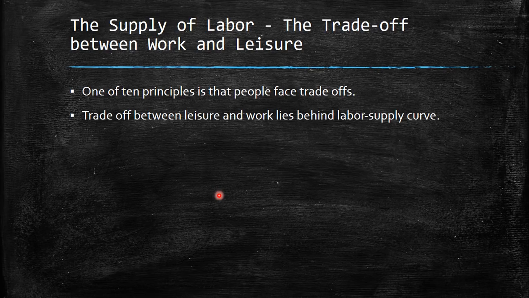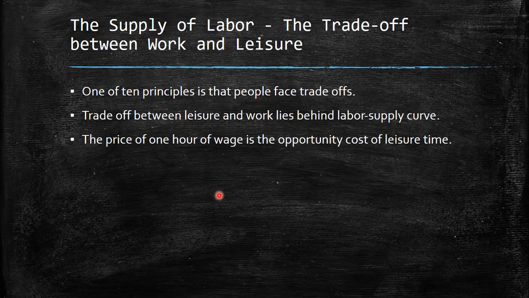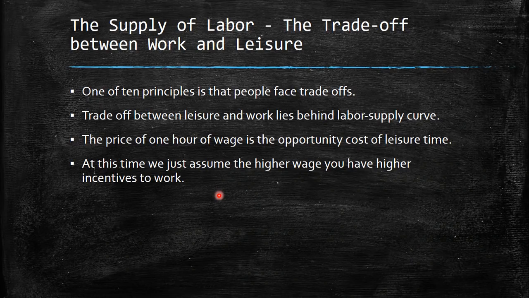Because when some work is really attractive, the supply curve will be high, but when something is not really attractive, the supply curve will be really low. So the price of one hour, the wage, is at the end of the day the opportunity cost of leisure time. So we assume the higher the wage, the higher the incentive to work, right? For example, if I received more money for these videos, obviously I would try to make a lot of videos. But that's not the case, I'm just uploading one every 2 months or so. But I would try a little bit more.